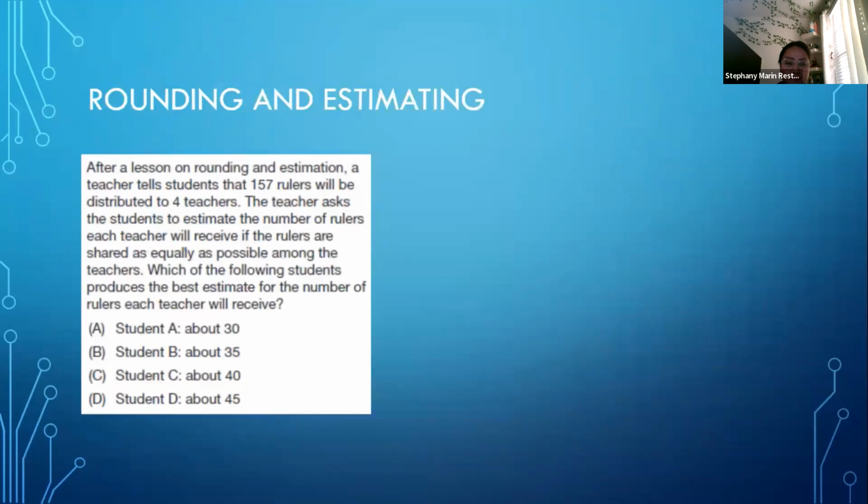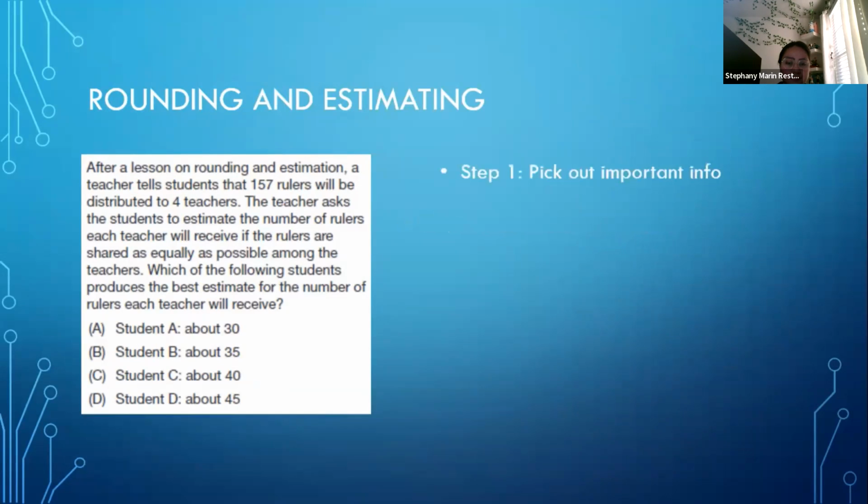Next, we have a rounding and estimating problem. After a lesson on rounding and estimation, a teacher tells students that 157 rulers will be distributed to 4 teachers. The teacher asks the students to estimate the number of rulers each teacher will receive if the rulers are shared as equally as possible among the teachers. Which of the following students produces the best estimate for the number of rulers each teacher will receive?